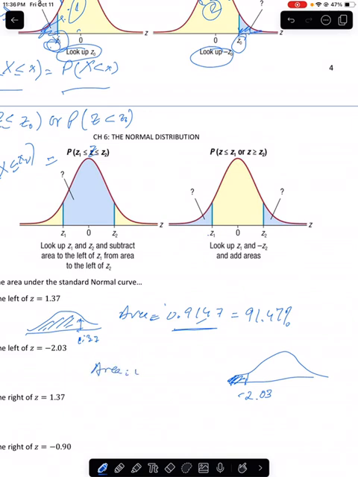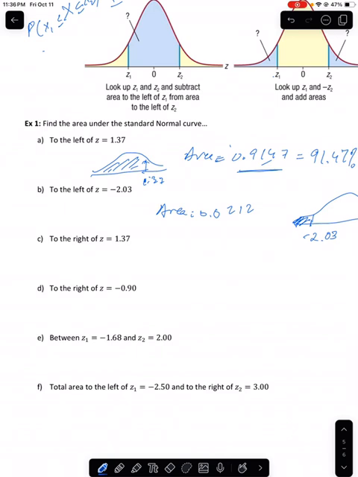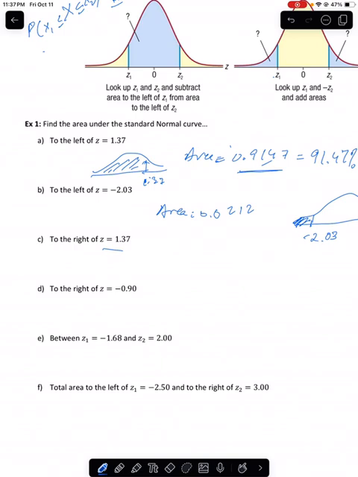Okay. Now it is saying area to the right of C is equal to 1.37. Note here, we have C is equal to 1.37 and the previous part also had 1.37, but there it said less than or to the left of C. Now we are going to look at right of C. So the area will not be the same.